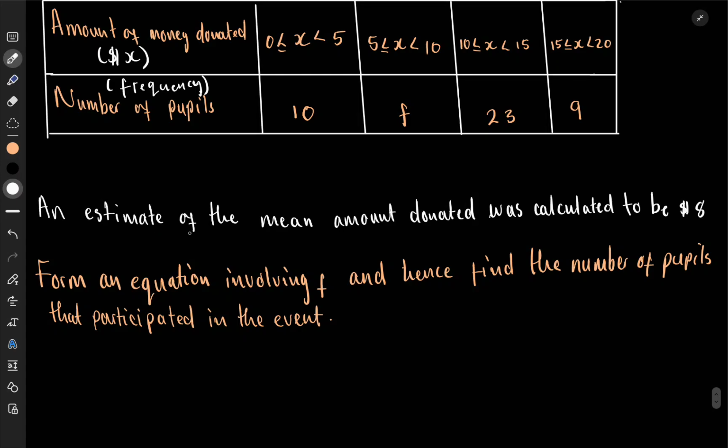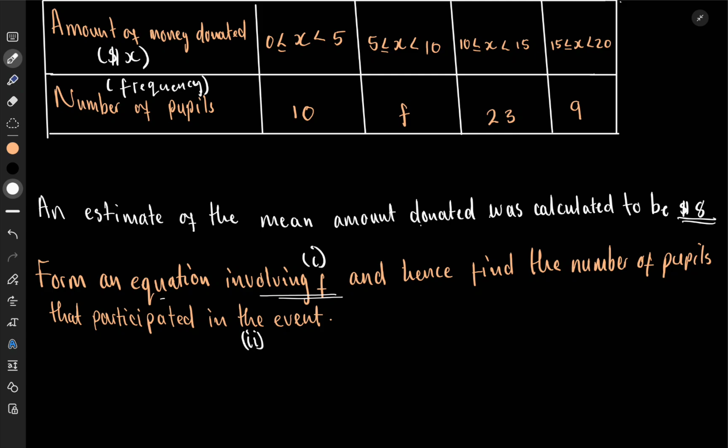It says an estimate of the mean amount donated was $8. Oh, so the mean is already there. Form an equation involving F. That's point number one. And hence, find the number of pupils that participated in the event. When they say find the number of pupils, I know they want me to find the total frequency, the total number of pupils that participated in this event.